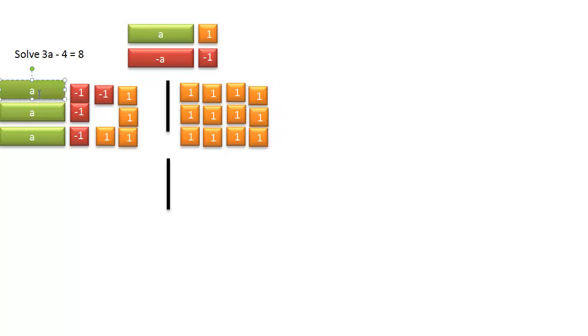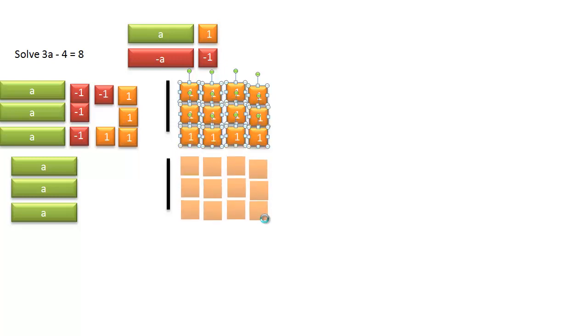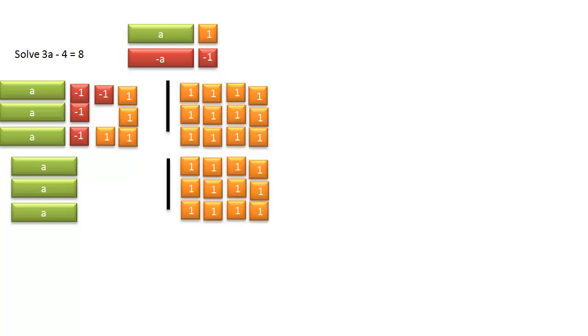So we are left with 3a's on the left-hand side and a total of 3, 6, 9, 12 on the right-hand side. If 3a equals 12, then each a has to equal a total of 4.